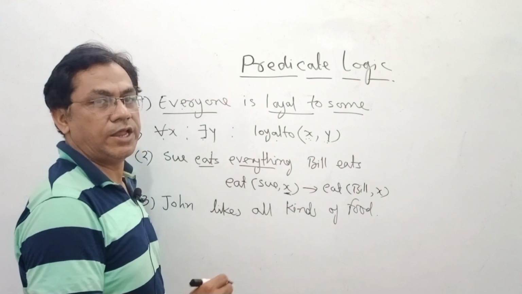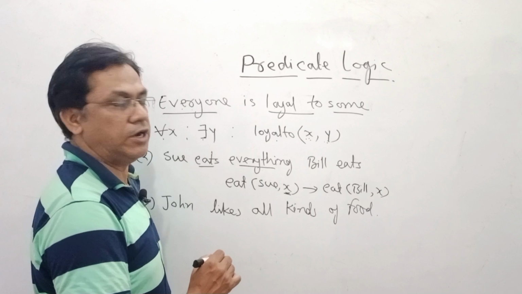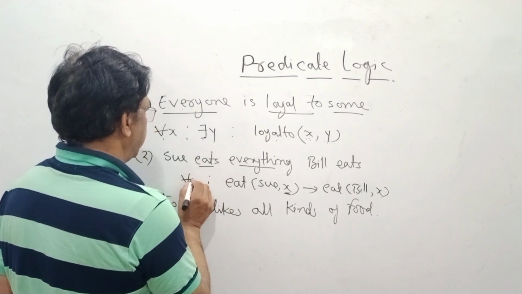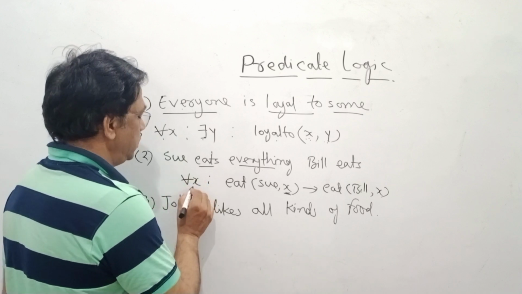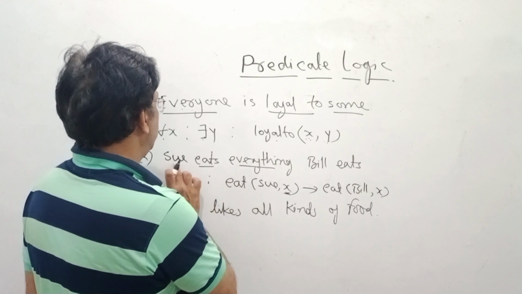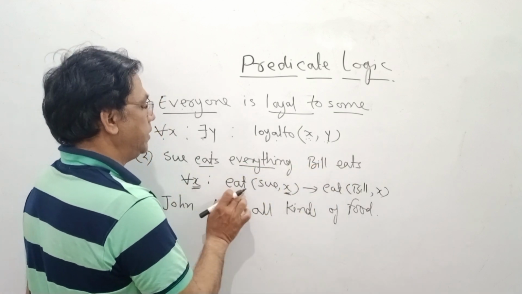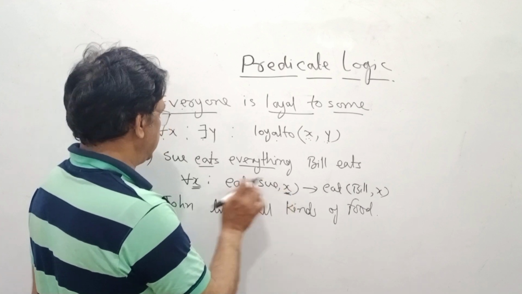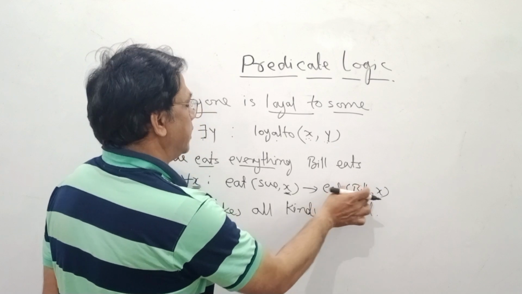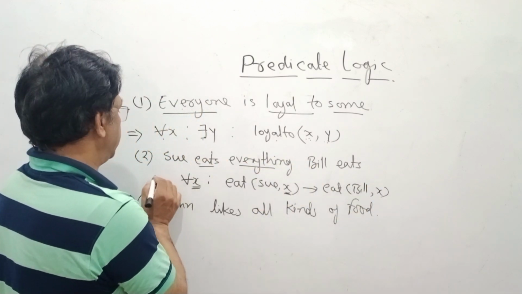Now this is the x for everything. So how can I define everything? Here for x I will put the universal quantifier. So I will write it this way. This way x can be defined for everything. Then eats Sue, x, and eats Bill, comma x. That means it will show that Sue eats everything Bill eats. So this is the universal quantifier.